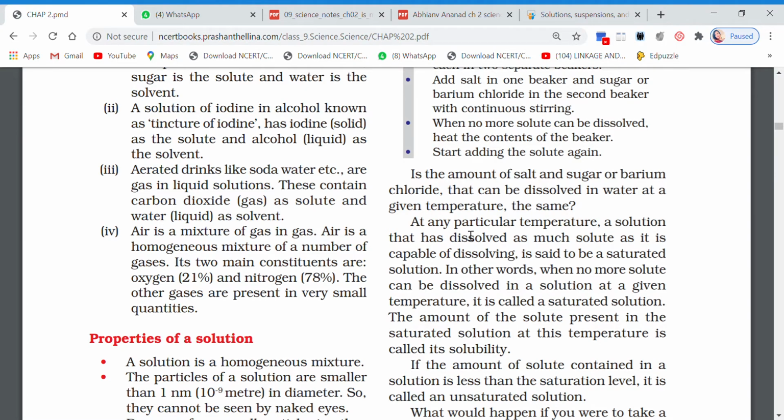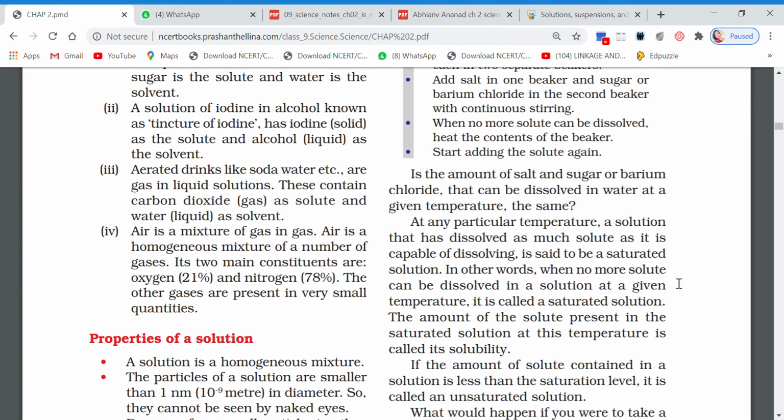See, at a particular temperature, a solution that has dissolved as much solute as it is capable of dissolving is called a saturated solution. Or in other words, in easier words, when no more solute can be dissolved. So I want you to write this as the definition. When no more solute can be dissolved in a solution at a given temperature, it is called a saturated solution.